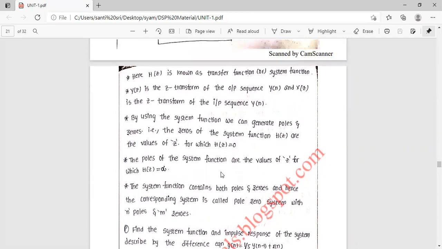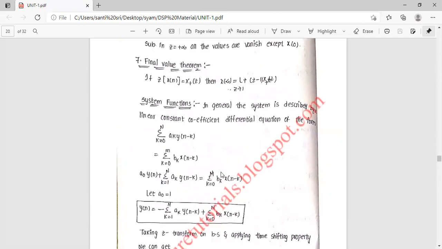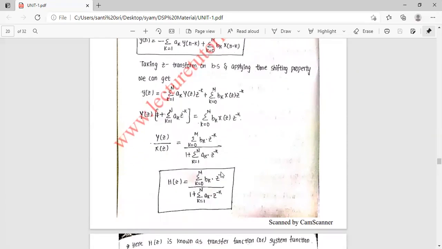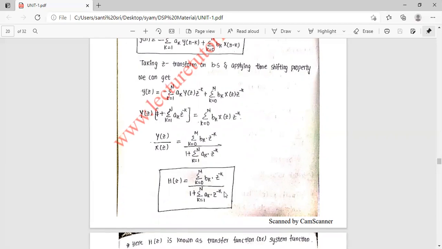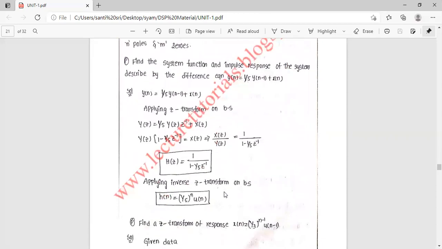So we are writing the system function as a linear constant coefficient difference equation. It is in the form H of z is equal to sigma k equal to 0 to M, b_k into z power minus k, divided by 1 plus sigma k equal to 1 to N, a_k into z power minus k. Okay, so now we will do some problems related to system function.